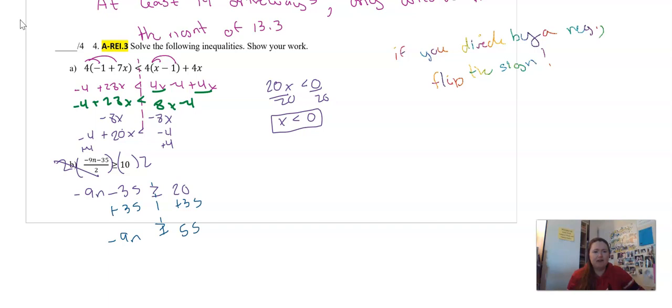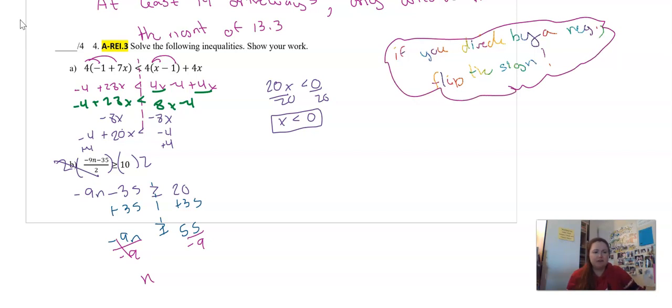And now I have to divide both sides by negative 9 because I need to get rid of that negative 9. And this is the part where if you divide by a negative, you have to flip the sign. So I divided by negative 9, so that's a greater than, so it becomes less than or equal to. Greater than or equal to turns to less than or equal to. Again, whether or not there's a line on that will never change. And then I'm going to reduce that, and it doesn't really reduce, so it's just negative 55 over 9. And that's it.